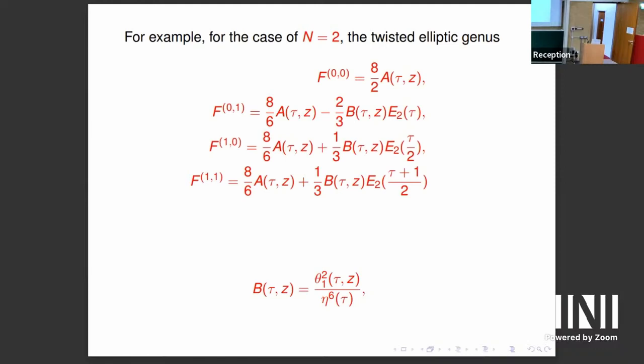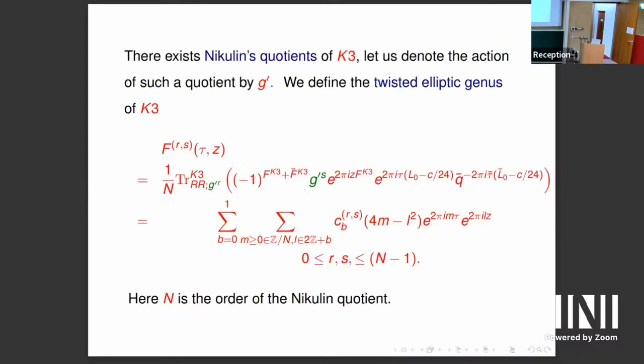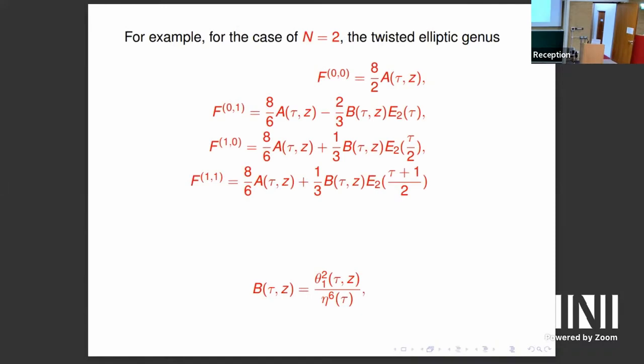So here's an example of the explicit form. In fact, you can see this is the 0, 0 where none of these things are inserted, and it looks like this. And then there is another form. This is basically the elliptic genus of K3. And then there are these additional terms, where B is this particular modular form, and E2 is another one like this, okay.